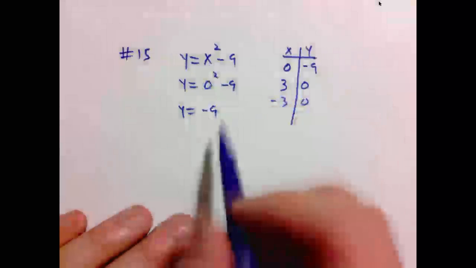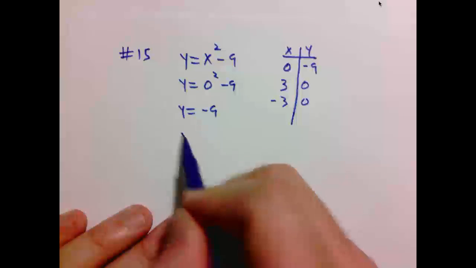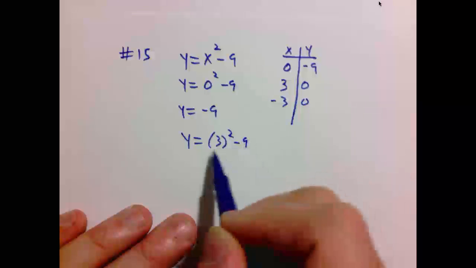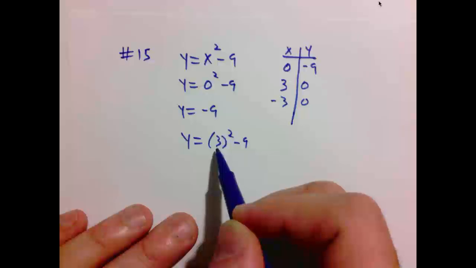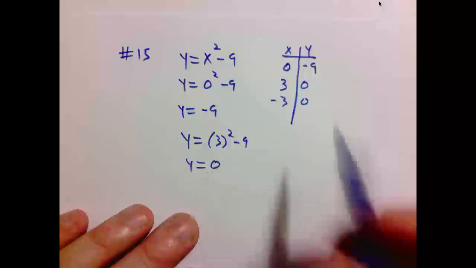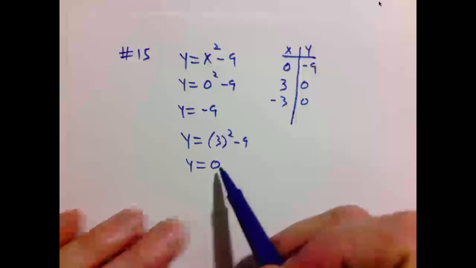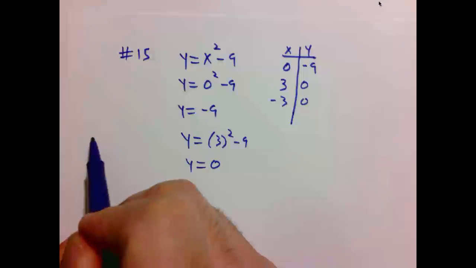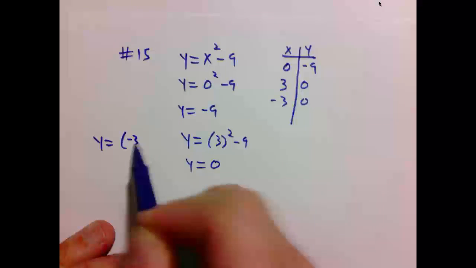Substituting 3 in place of x. So we have y equals 3 squared minus 9. 3 times 3 is 9, minus 9 is 0. So you see when x becomes 3, y becomes 0. Likewise, y equals, substituting -3.